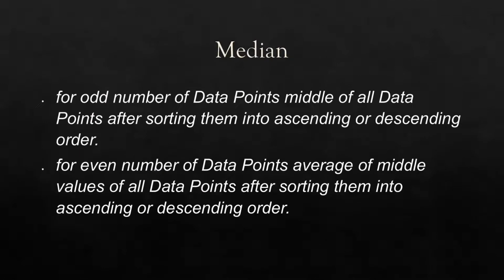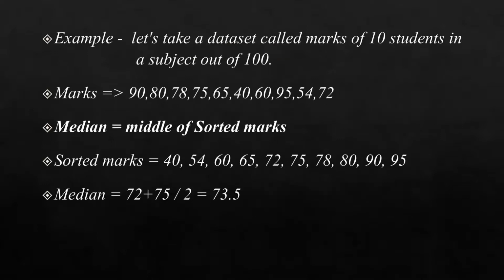Now the second is median. Median is the middle value after sorting the data set. Now this is applicable if the number of data points is odd. But what if the number of data points is even? At that time, we take the average of the middle two values after sorting the data set. Now, let's see with an example.